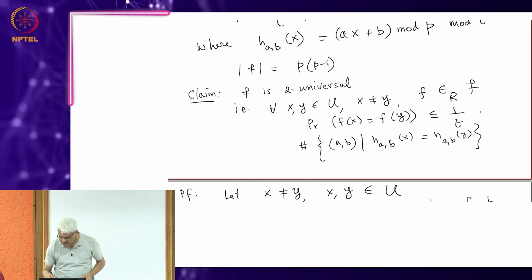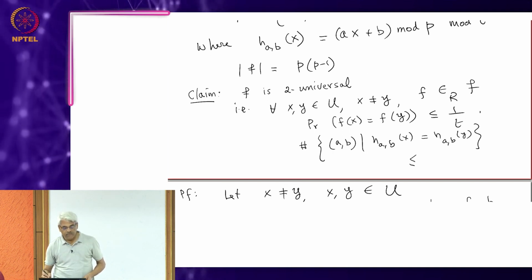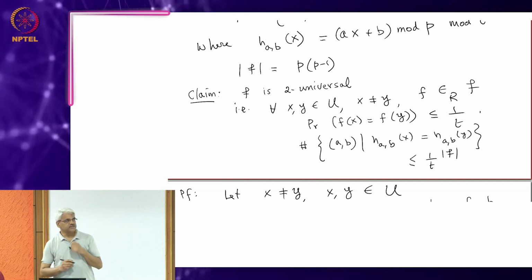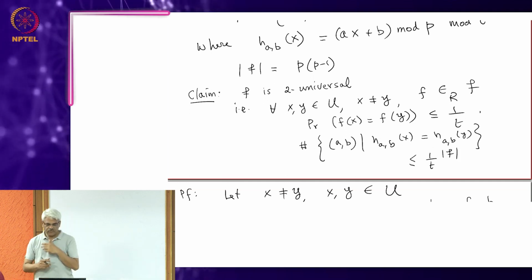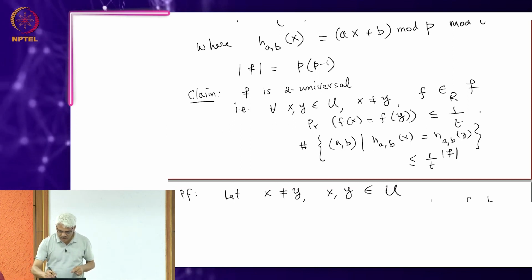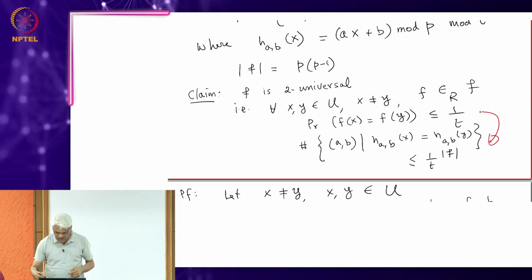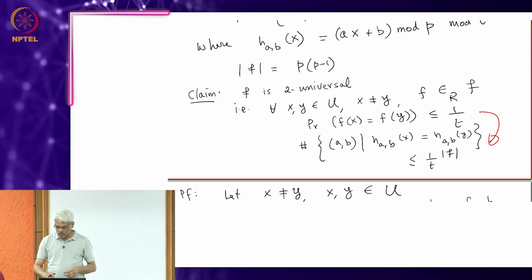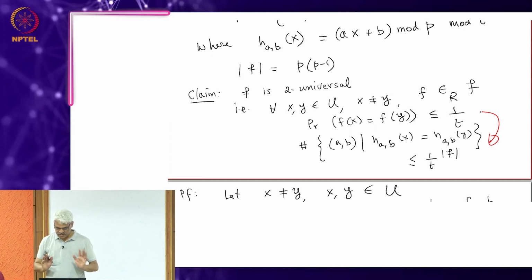What do I need to show? The number of these functions is 1 over t times the total number of functions. Okay. So, to compute this probability, I can compute it this way: just compute how many functions will map x to y, and I argue that it is 1 over t times the total number of functions. That is what I have to show.